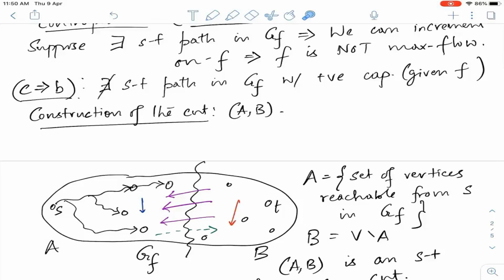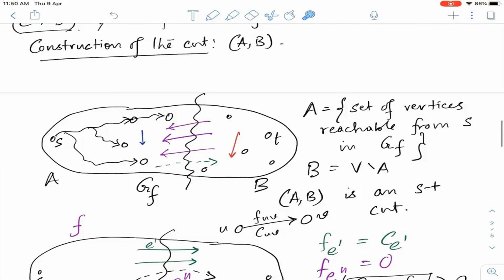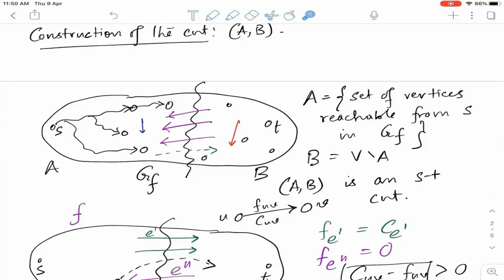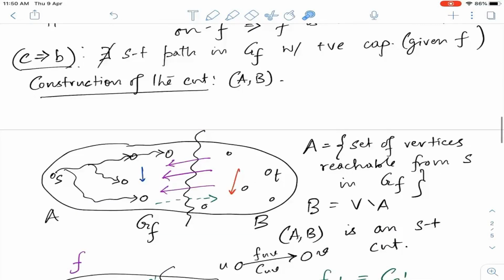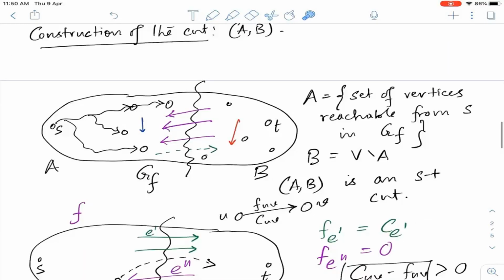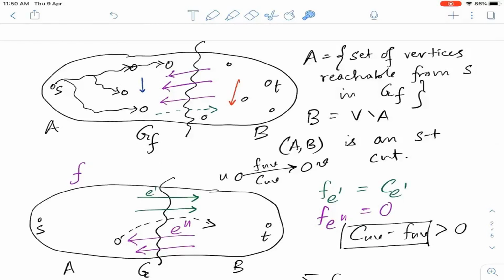Why can a green edge not be in the graph? Which green? You mean the dotted green? Aha. Okay, good. So how did we construct this cut? Remember, I am starting with the condition that there does not exist an ST path in G_F with positive capacity. तो ये A और B मैंने कंस्ट्रक्ट कैसे किया? Well, I am looking at my residual graph, I am starting a BFS or DFS search from S, and I am trying to find all the vertices that are reachable from S. That forms my set A. Okay, and all the other things form my set B.